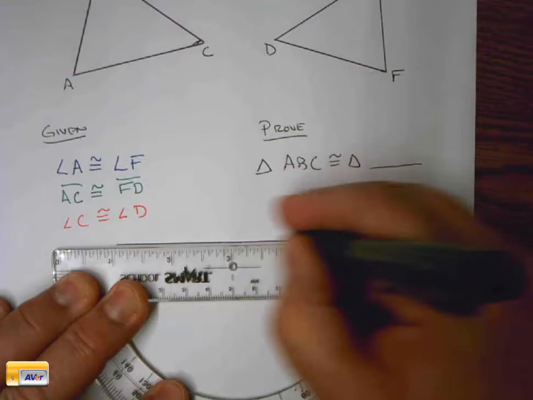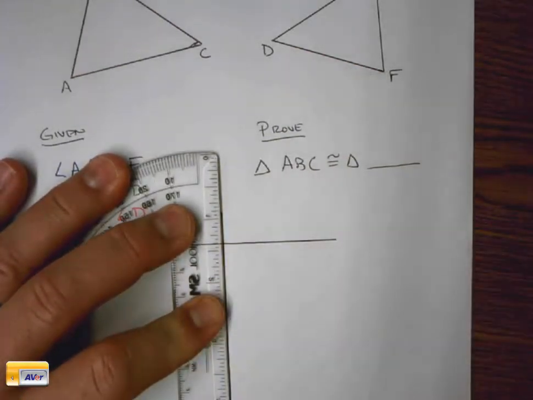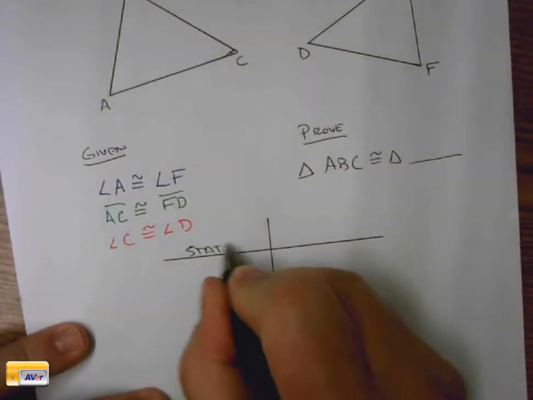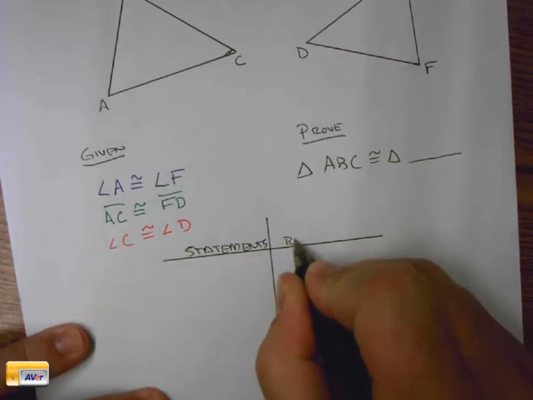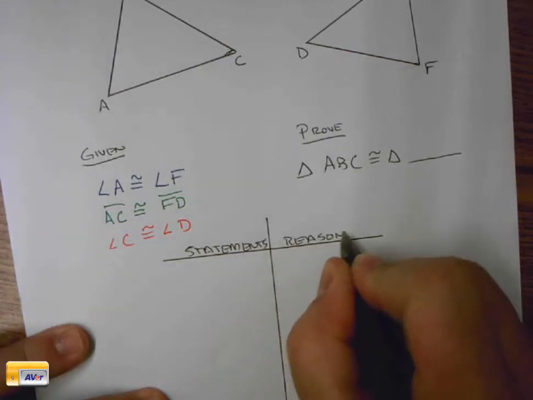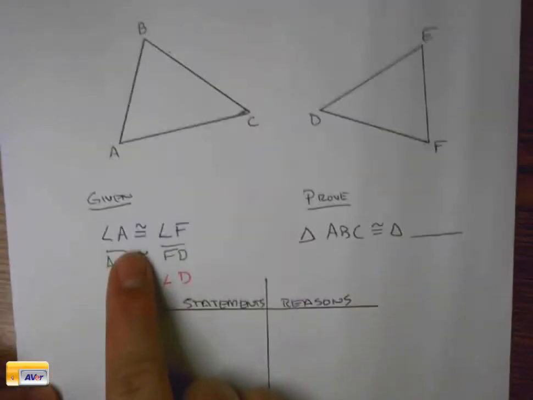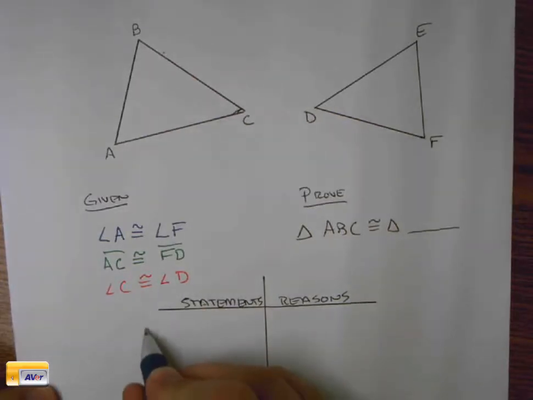We know that we're going to start with a T-table. And we know that on the left-hand side we put our statements, and on the right-hand side we put our reasons. And we begin by claiming our given statements. So in this case, we're going to say that angle A is congruent to angle F.